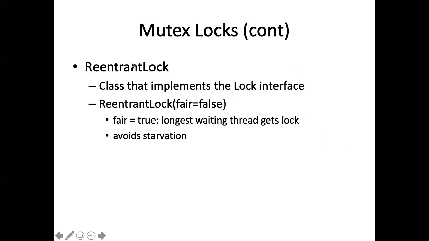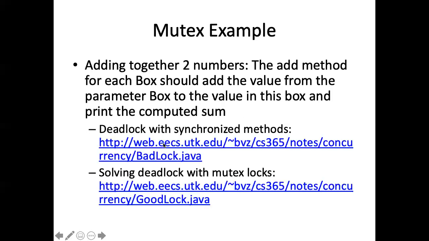Lock is an interface, and the concrete class we normally use to implement the lock interface is the re-entrant lock. You'll notice one parameter that you can pass is who gets the lock next when it's unlocked. By default, the parameter fair is false, meaning any thread can get it. But if you set fair to true, the longest waiting thread will get the lock to avoid starvation. So this is a way you can also avoid starvation.